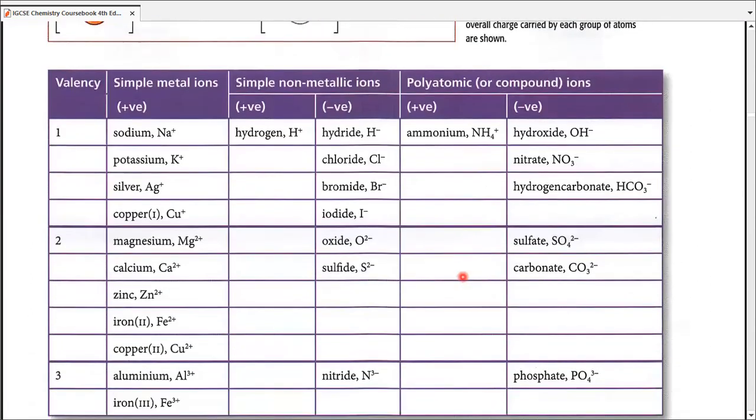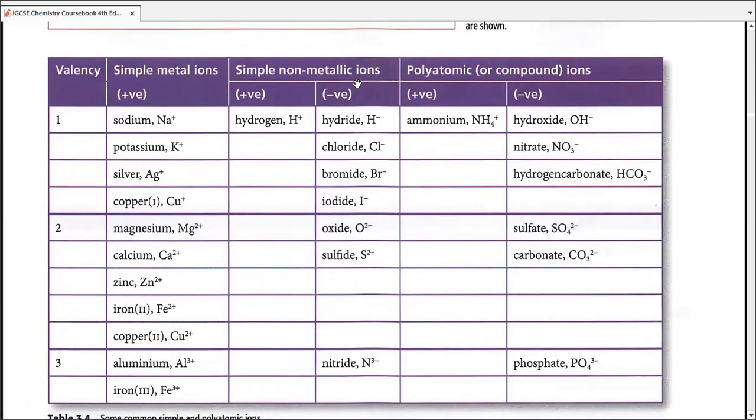There are a specific number of polyatomic ions which are a part of your course: ammonium, which is positive, hydroxide, nitrate, hydrogen carbonate, sulfate, carbonate, and phosphate. That's about it. As you can see, 7 polyatomic ions in front of yourselves. That's all you need to memorize or know for the IGCSE course. We'll add a couple to this list, but later on, not in these chapters.